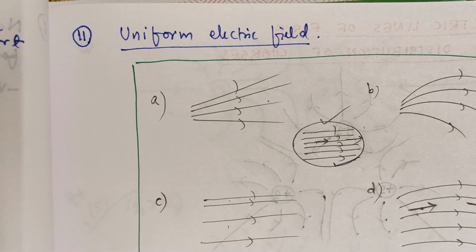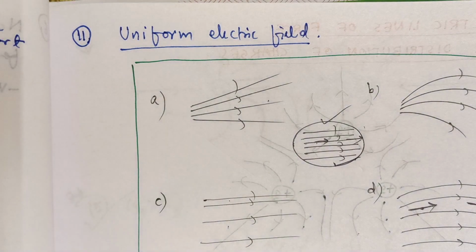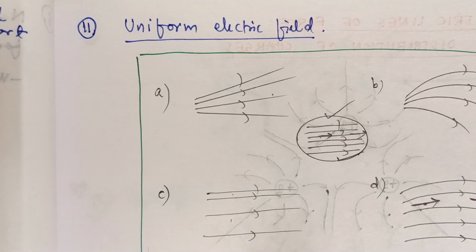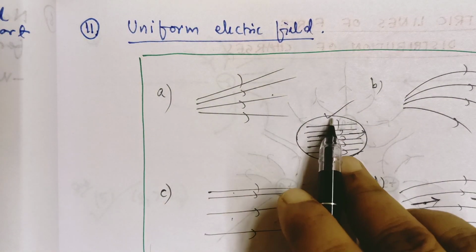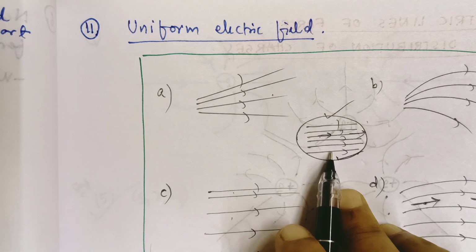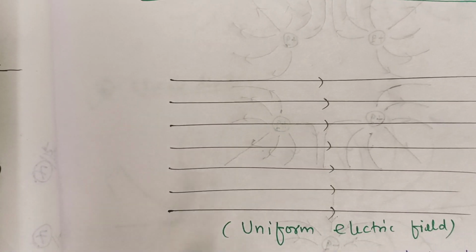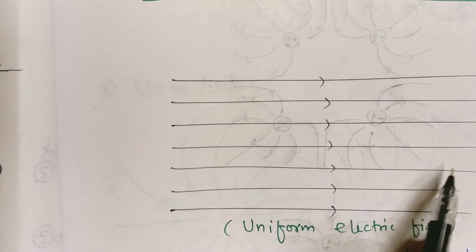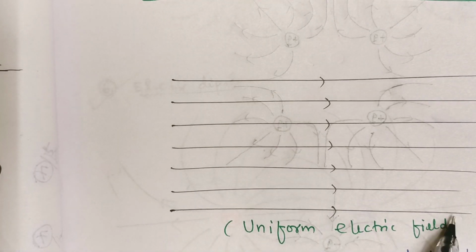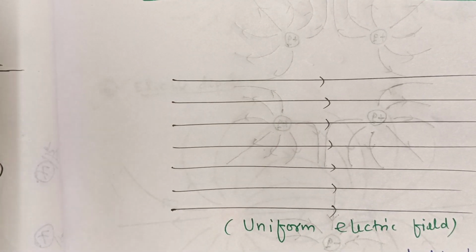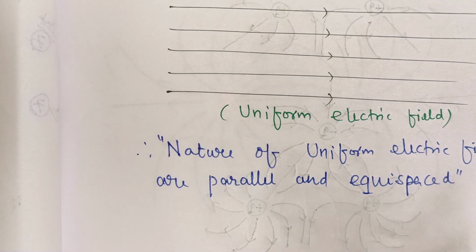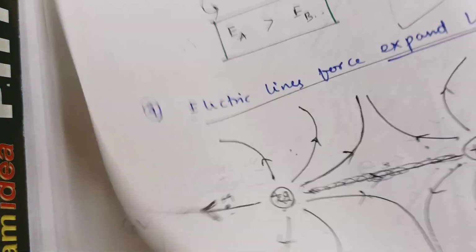So we can write the property of a uniform electric field. What is the nature of electric lines of force? Now here, out of 5 figures, this one represents a uniform electric field. Both magnitude and direction are the same. So this is a clear picture of a uniform electric field. You see the lines of force are parallel and equispaced. This represents a uniform electric field. So the nature of a uniform electric field is always parallel and equispaced. These are the properties of the electric field that we have discussed.